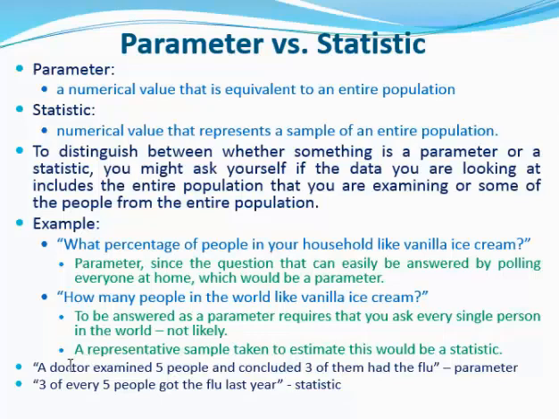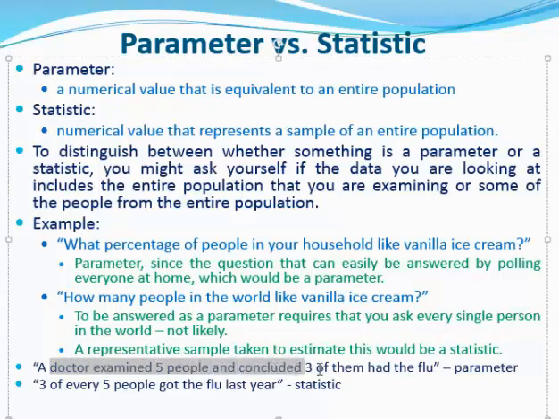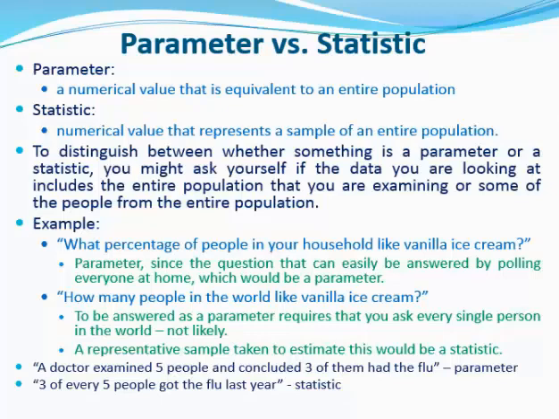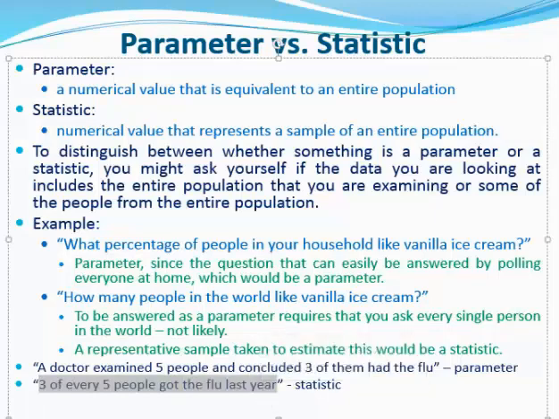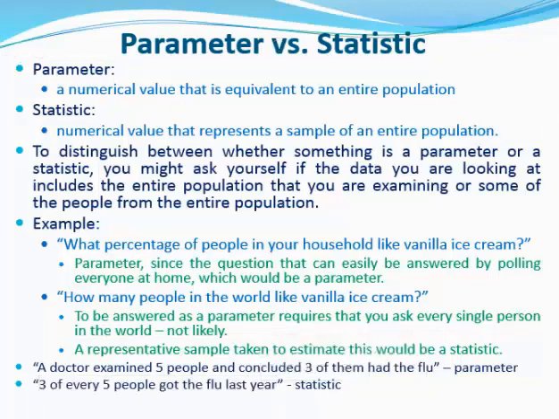Another example: a doctor examined 5 people and concluded 3 of them had the flu. That's a parameter because the entire data pool is just these 5 people. On the other hand, if you're talking about a large pool of people and you say 3 of every 5, 60% of them, got the flu last year of all 1,000 people in this city, that's a statistic, again, because you don't know precisely the information that regards your entire data pool. You only know a small cross-section of it, and you're going to try to infer the rest.